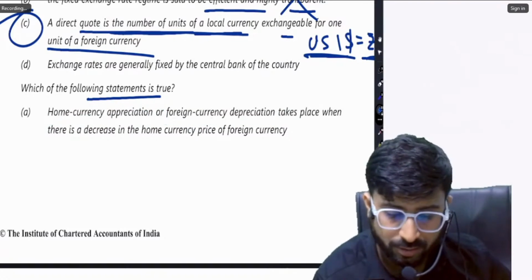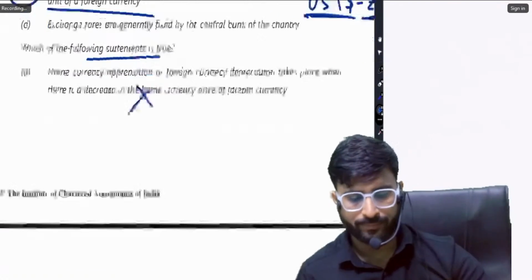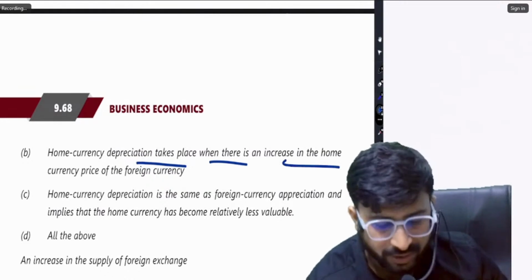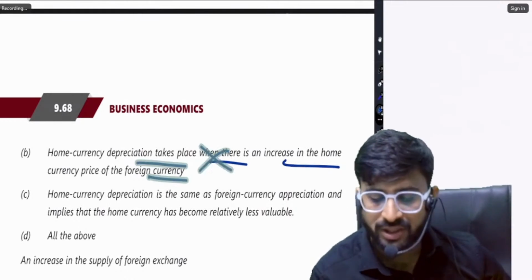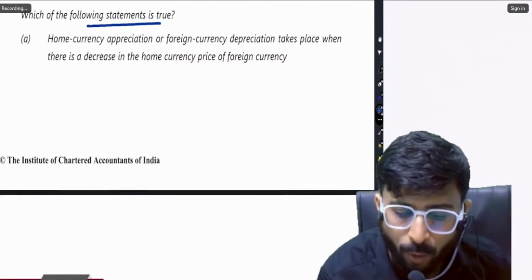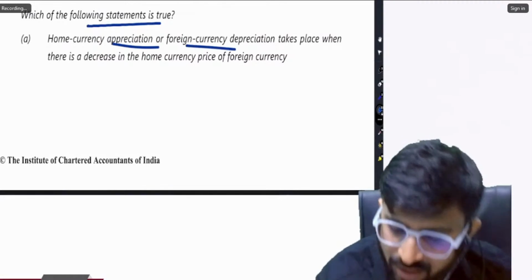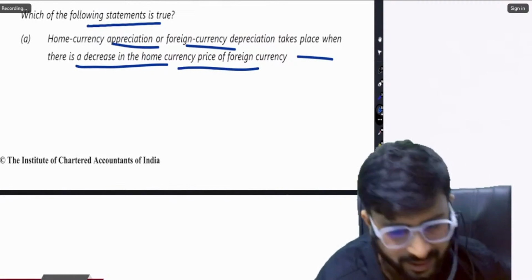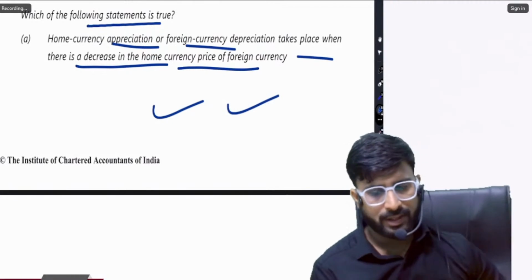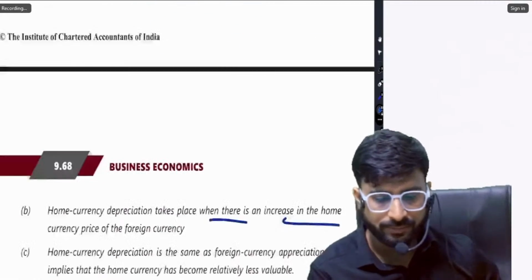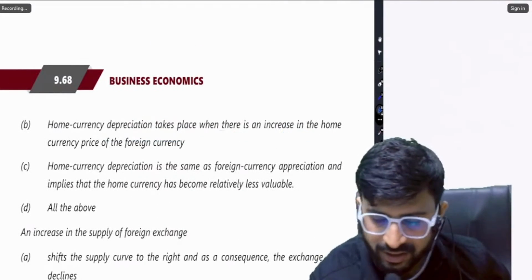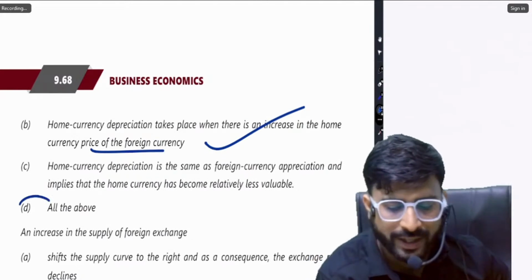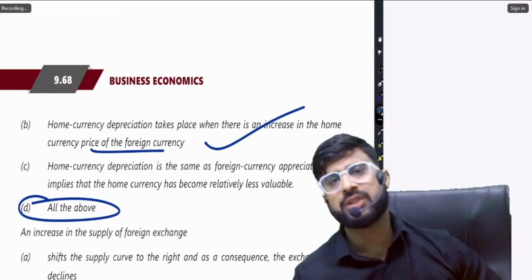True statement? No, it's not. Let's move on to the other. Home currency depreciation takes place when there is an increase in... wrong. No, let's read again. Home currency appreciation or depreciation takes place when there is a decrease in home currency price. Correct. That is correct. Home currency depreciation when there is an increase in home currency price of the foreign currency. Yes. See, two are correct. My answer is all of the above. I don't need to see anything else.